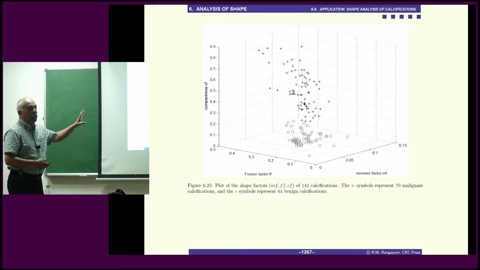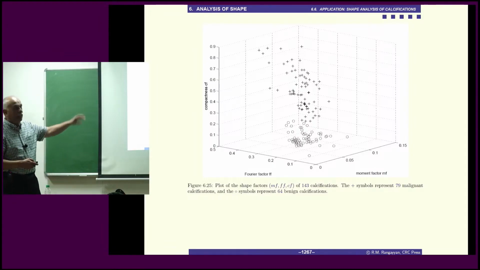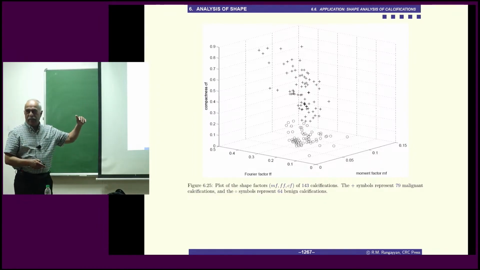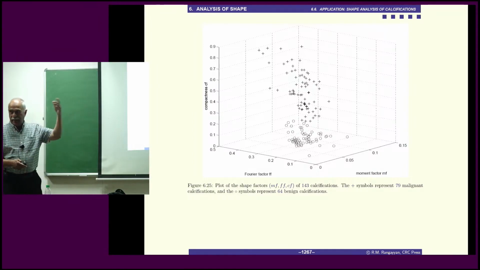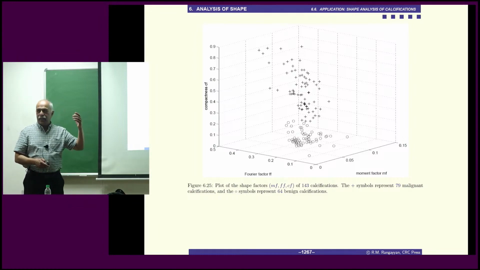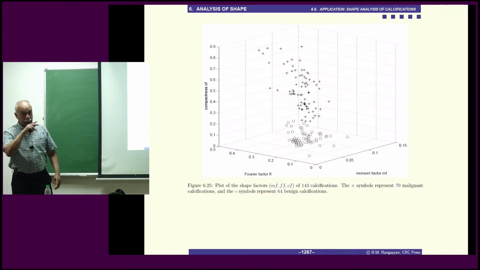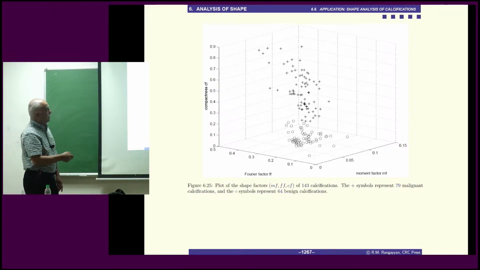So separability of these clusters, malignant versus benign, is what we are looking for. To analyze this, you need pattern classification. That is the last chapter in the book. In that we have given some results of pattern classification using different methods. So here all I want to show is how these can achieve separation of these samples.